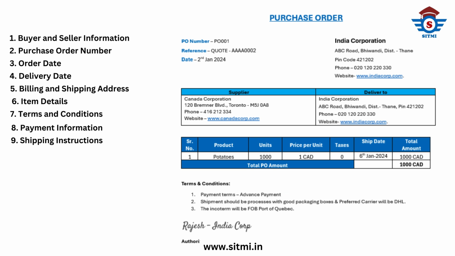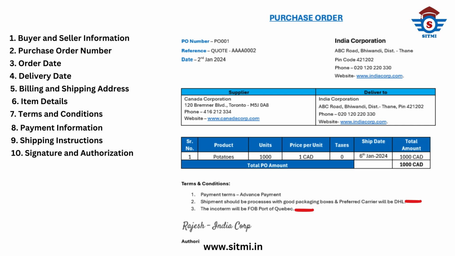The next point, number 9, is shipping instructions. Instructions for how the products should be shipped, including preferred carriers, shipping methods, delivery instructions, and any special handling requirements. Here let's assume the carrier is DHL company.